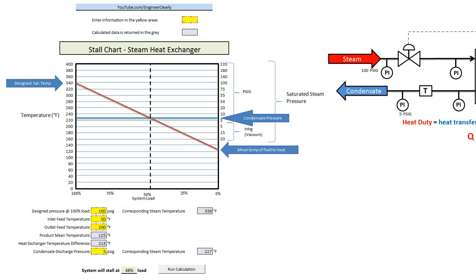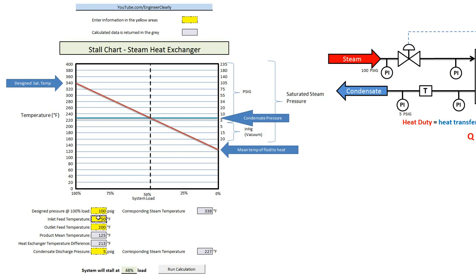So you can see the problem. When your condensate pressure is greater than your steam pressure, and in that case, that is right here, at a load of 48%, you don't have enough pressure to push your condensate out of your heat exchanger. It has stalled and is no longer moving. So, with that known, we now know how to find stall conditions.